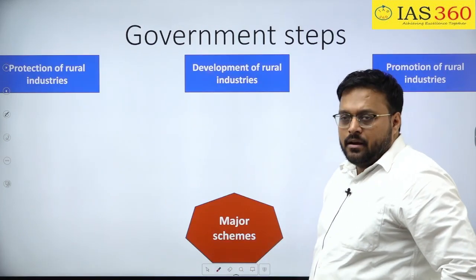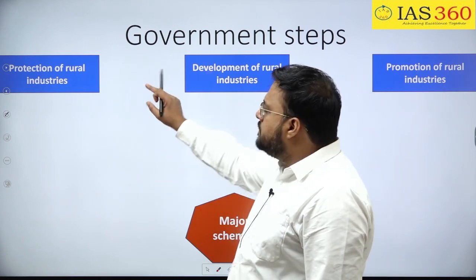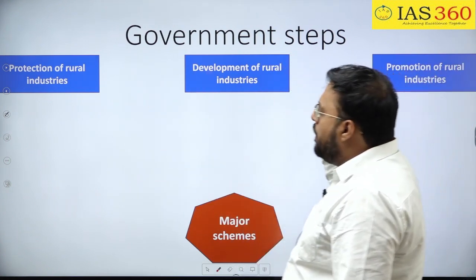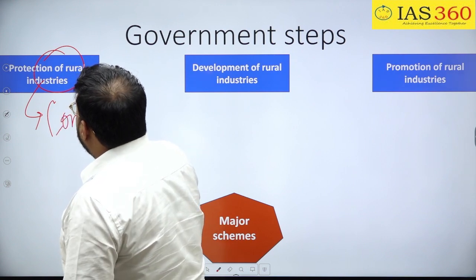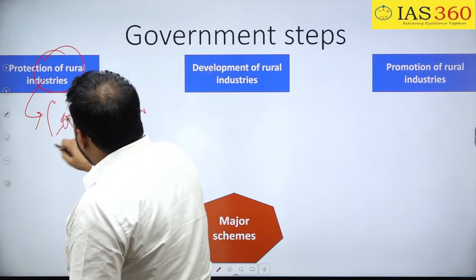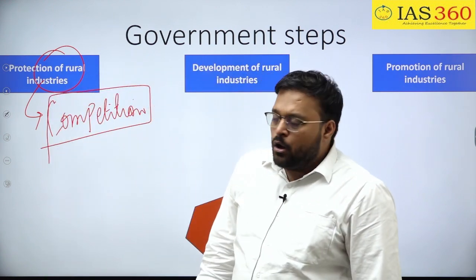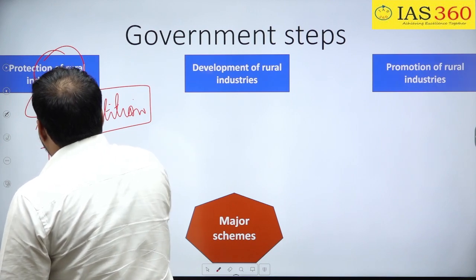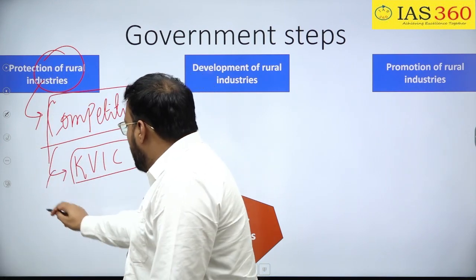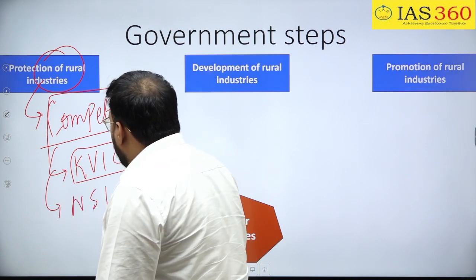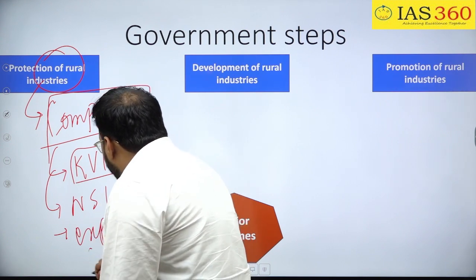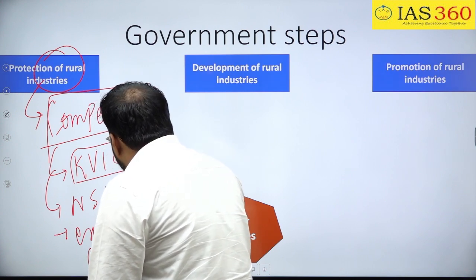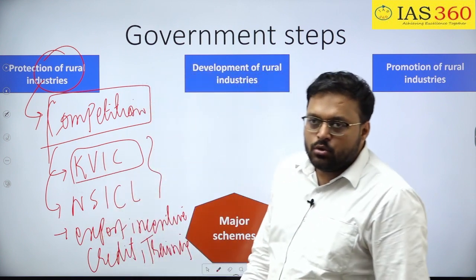Now, what are the steps taken by the government? There are numerous schemes of the Government of India that can be clubbed under three heads: protection, development and promotion. Now, protection. Protection from what? Protection from competition. To protect these industries from the competition of MNCs, the government has focused upon institutional measures like the Khadi and Village Industries Commission. Along with this, the National Small Industries Corporation Limited focuses upon providing export incentives, credit and training to these industries. Everything is happening through these institutional measures.